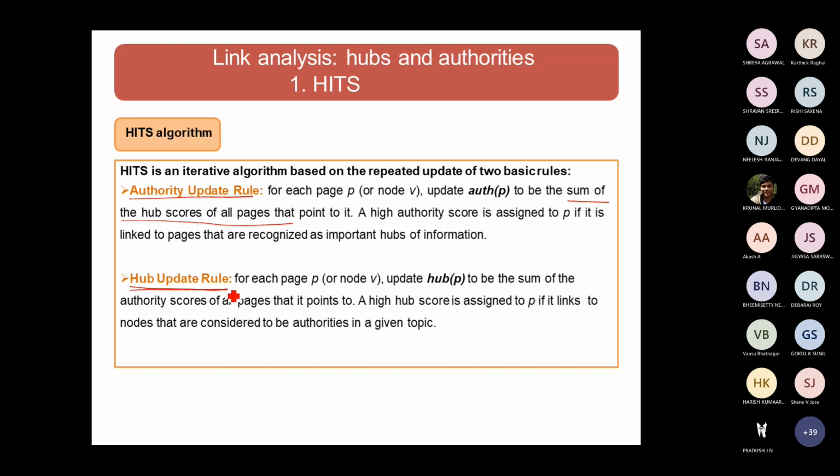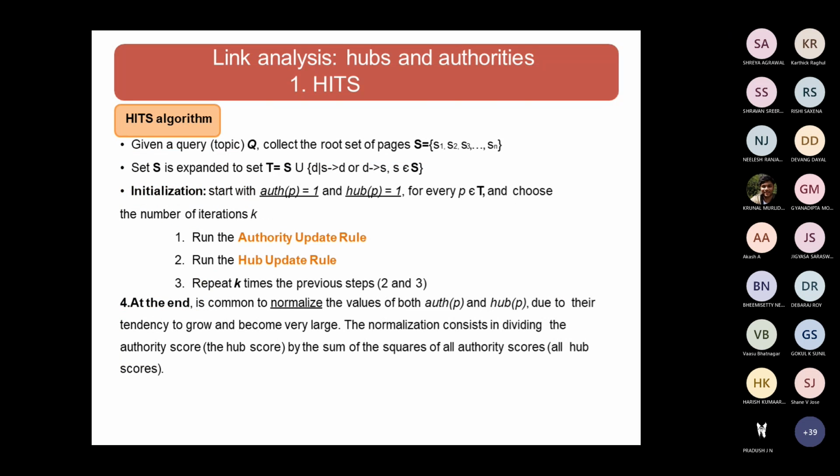For the hub update rule, you will do the vice versa of it. You will sum up all the authority scores to update the hub score. For updating the hub score, you will add up all the authority scores and you will normalize it. This is the basic rule of the HITS algorithm.